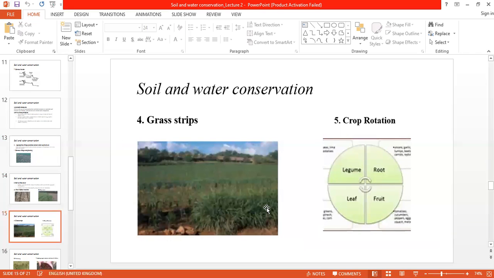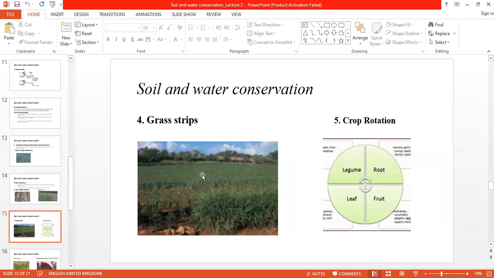Then crop rotation, we've talked about it. Just a comment on the grass strips. There's one grass we used to use here, vetiver grass. We used to put it per few days, Panosira munda patch, so that in case of any runoff, the vetiver is able to stop the erosion.